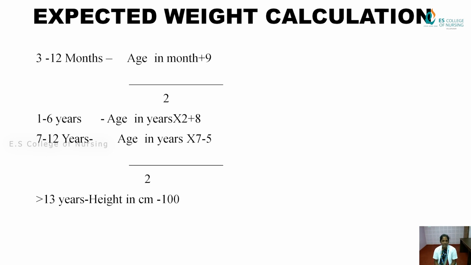Above 13 years, if you want to calculate the weight, we can use height in centimeters minus 100. This is the calculation we can use to find out the ideal, expected weight of adolescents. For example, when an adolescent's height is 160, how much weight should the adolescent have? Any guesses? If their height is 160 centimeters, using the calculation 160 minus 100, the adolescent has to weigh 60 kg. So this is the formula we can use here.